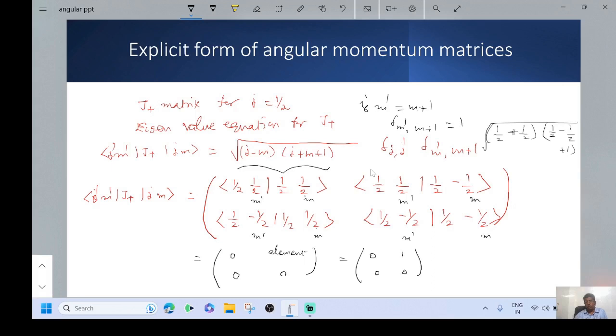So this is the angular momentum matrix for J plus, for J equal to 1 by 2. For J equal to 1 by 2, the value of J plus is 0, 1, 0, 0. In this way, we have to find out all other matrices.